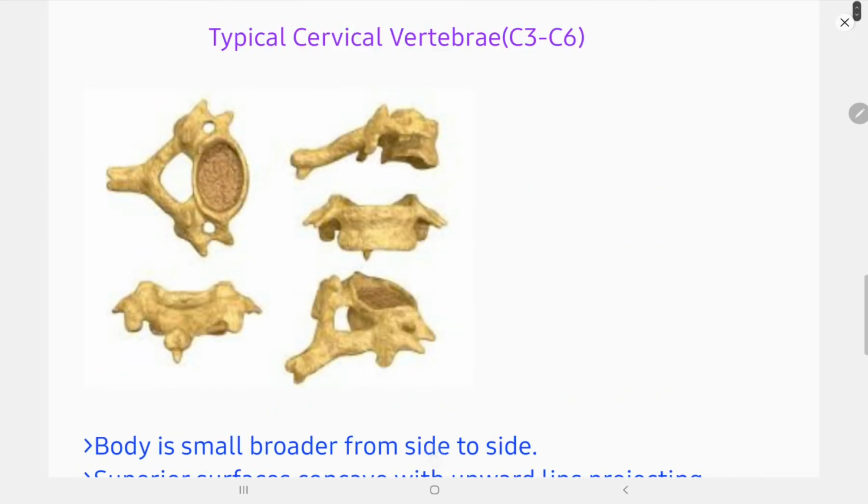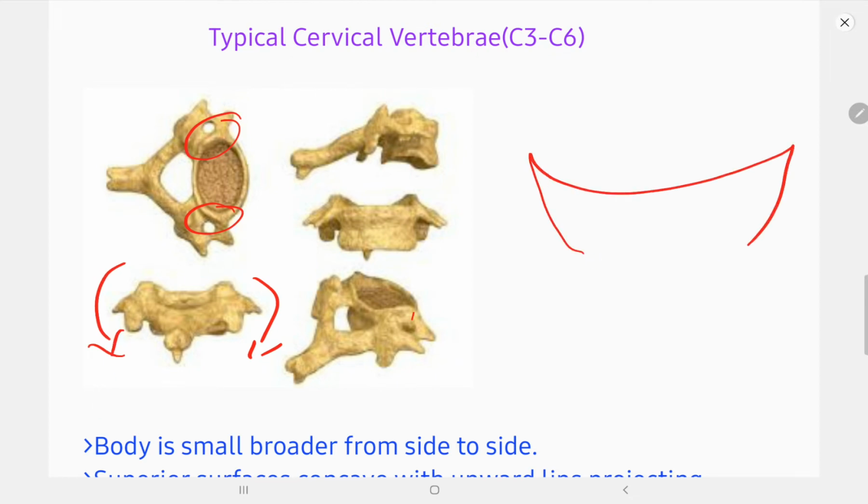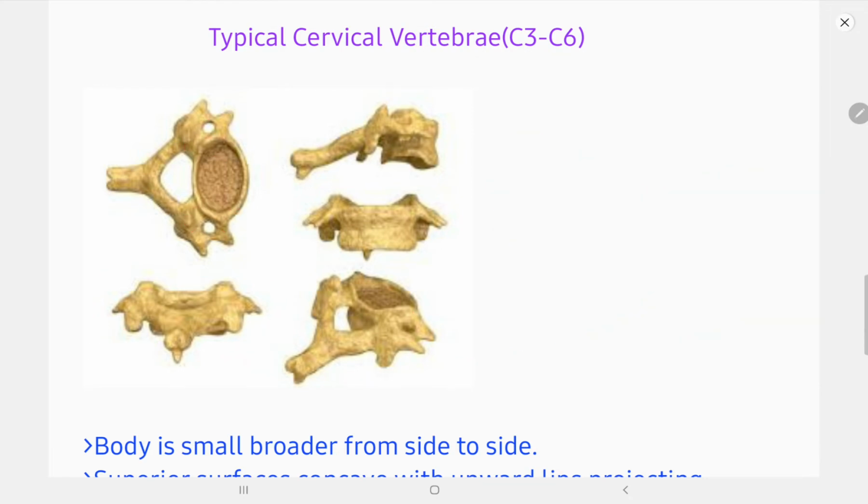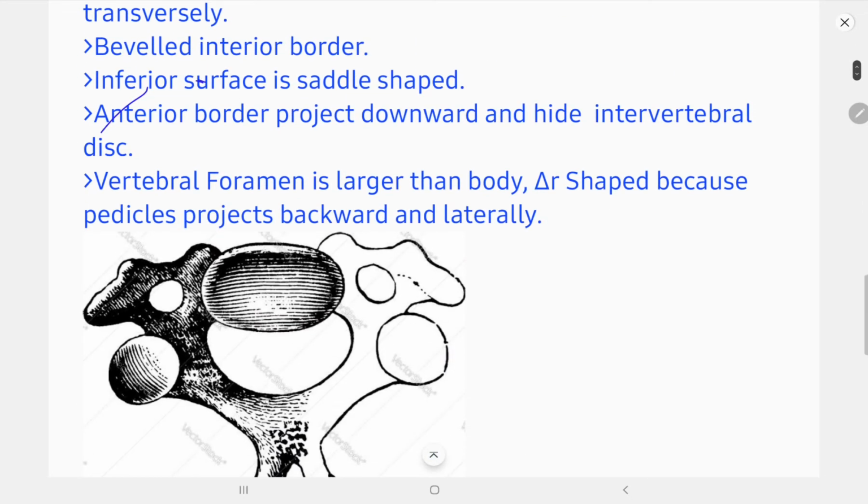What do you mean by pedicles? Here, look, these are pedicles. The pedicles are situated backward, just inward like this. They are situated backward, downwards and laterally. Due to that, the vertebral foramen is larger than the body.